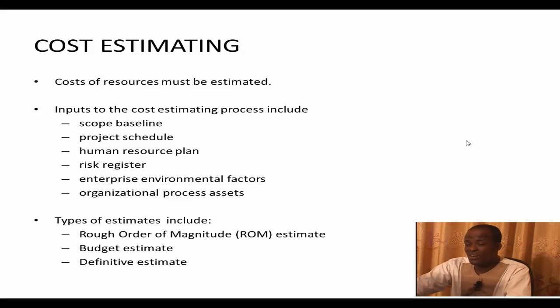Then the risk register is a very important input, because we shall discuss risk management, but that will give you an indication of the risks, and these risks you must cost. A risk is any event that can positively or negatively affect the project. Sometimes at the end of the risk process, you must be able to outline which risks you think can have an effect on the project, and be able to quantify them.